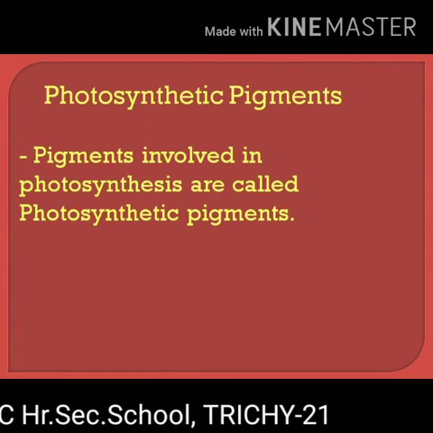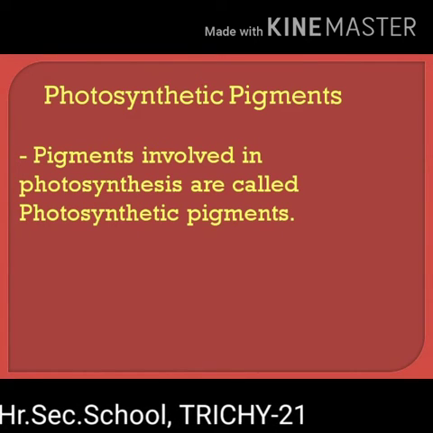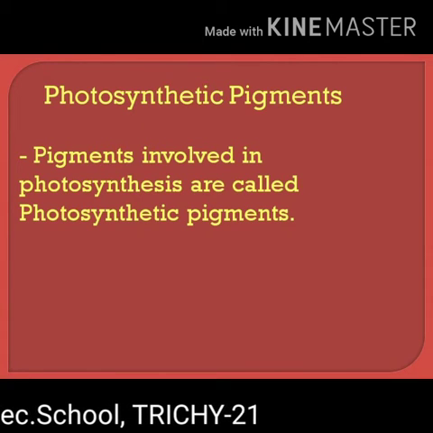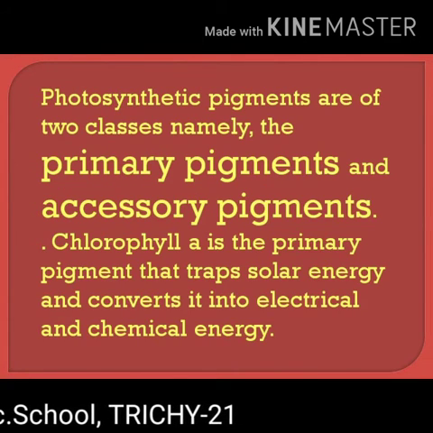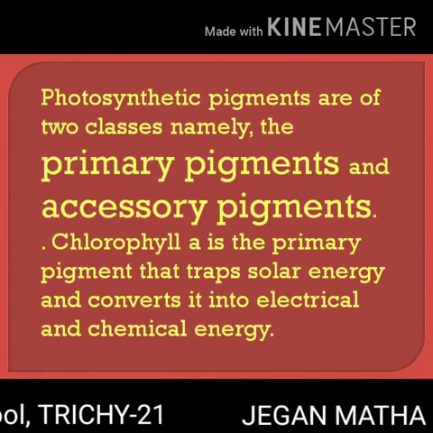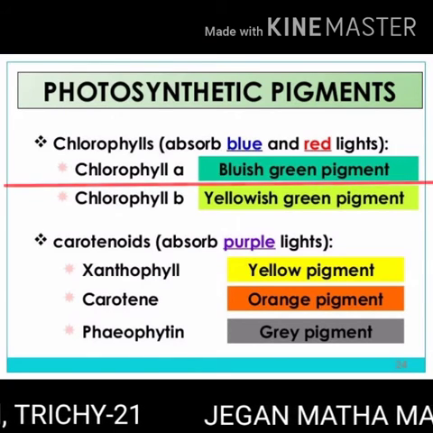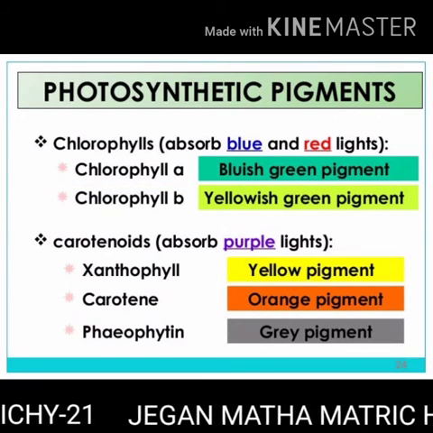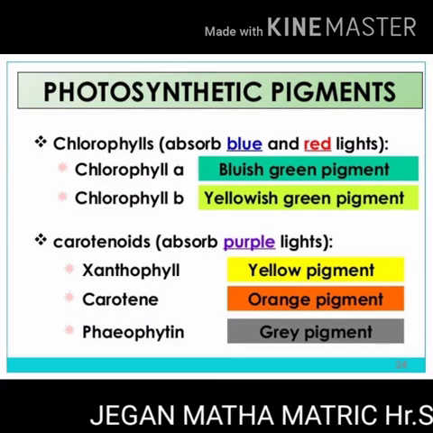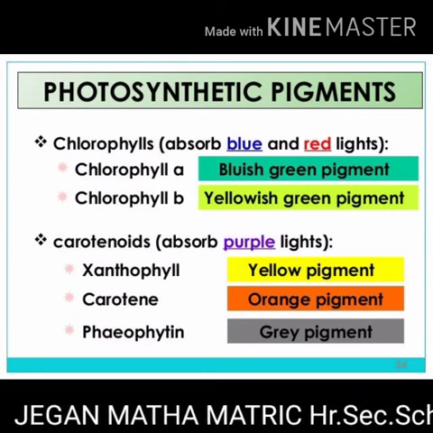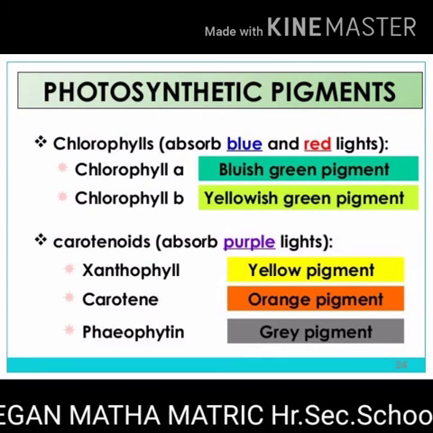Photosynthetic pigments: pigments involved in photosynthesis are called photosynthetic pigments. They are of two classes, namely the primary pigments and the accessory pigments. Chlorophyll A is the primary pigment which traps the solar energy and converts it into electrical and chemical energy. Thus, it is called the reaction center.